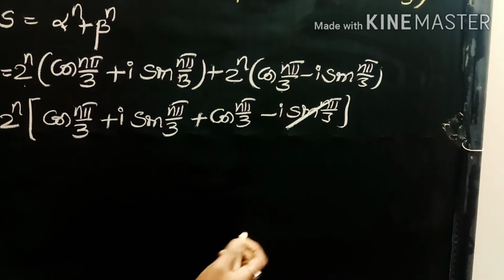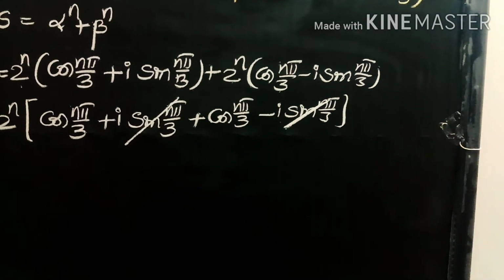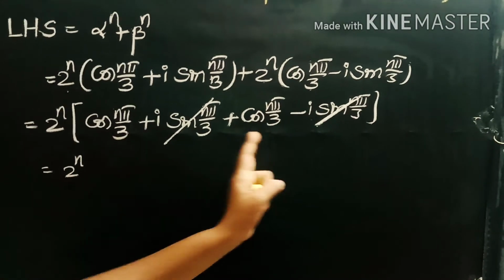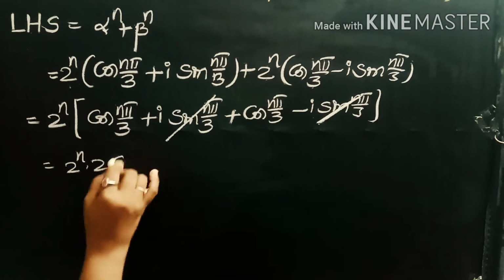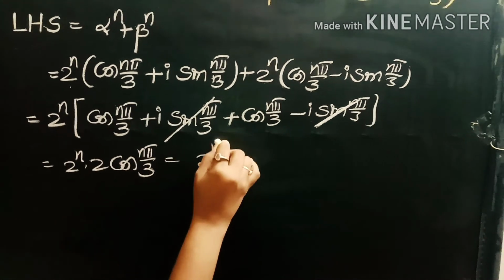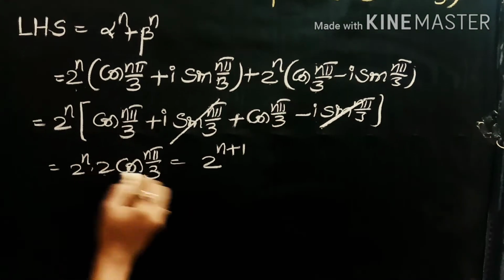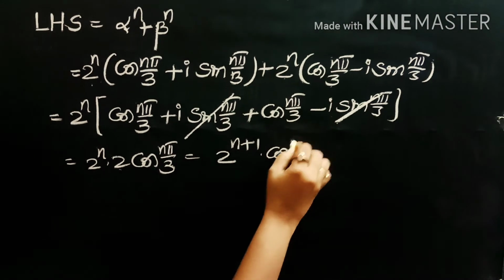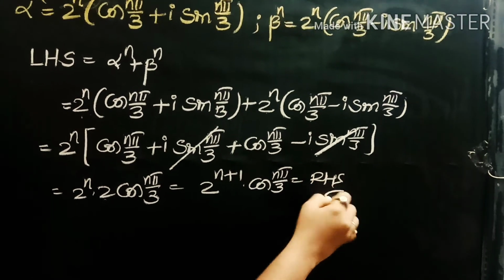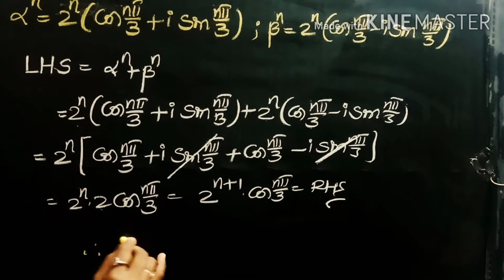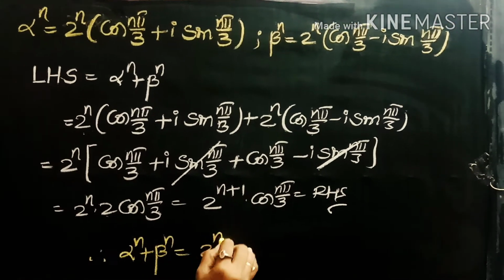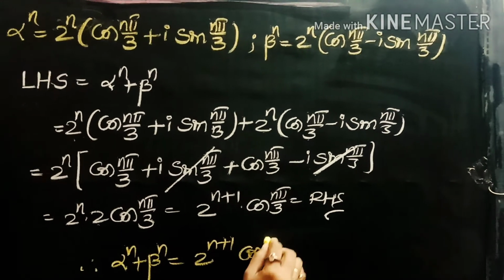Here plus i sin n pi by 3 minus i sin n pi by 3 gets cancelled. Now this is equal to 2 power n into (cos n pi by 3 plus cos n pi by 3), which is 2 cos n pi by 3, and equals 2 power n into 2, 2 power n plus 1 into cos n pi by 3. Now this is equal to RHS. Therefore the answer is alpha power n plus beta power n is equal to 2 power n plus 1 into cos n pi by 3. That's all.